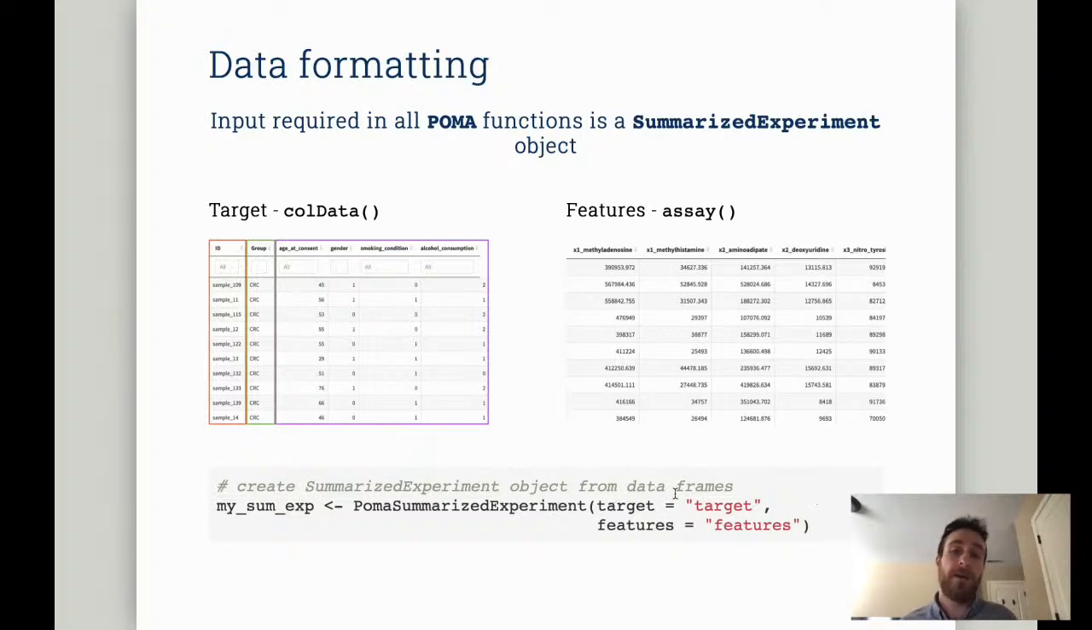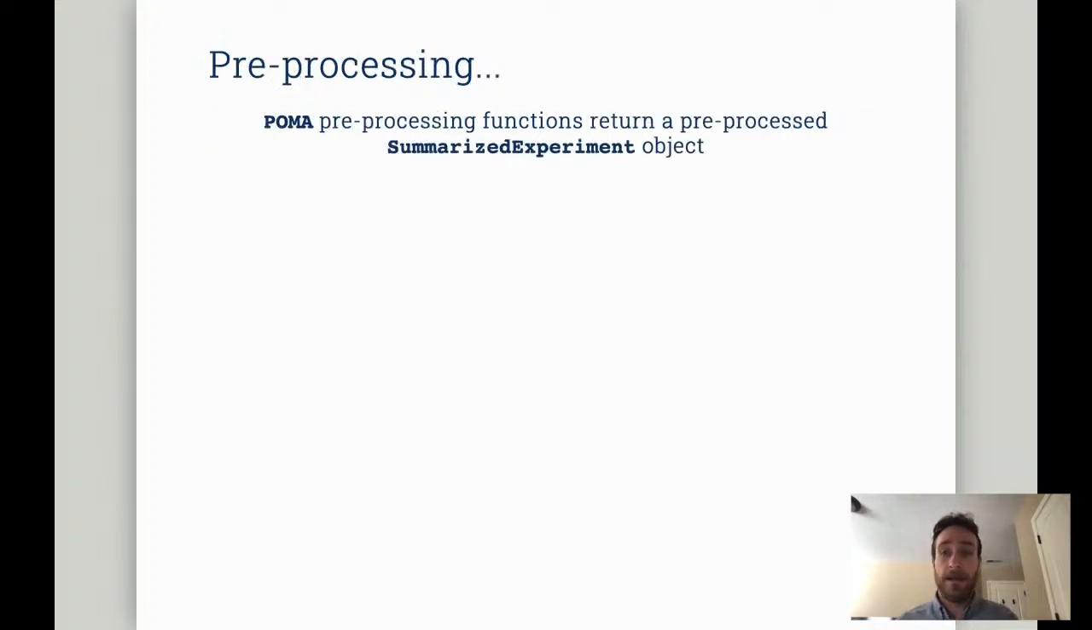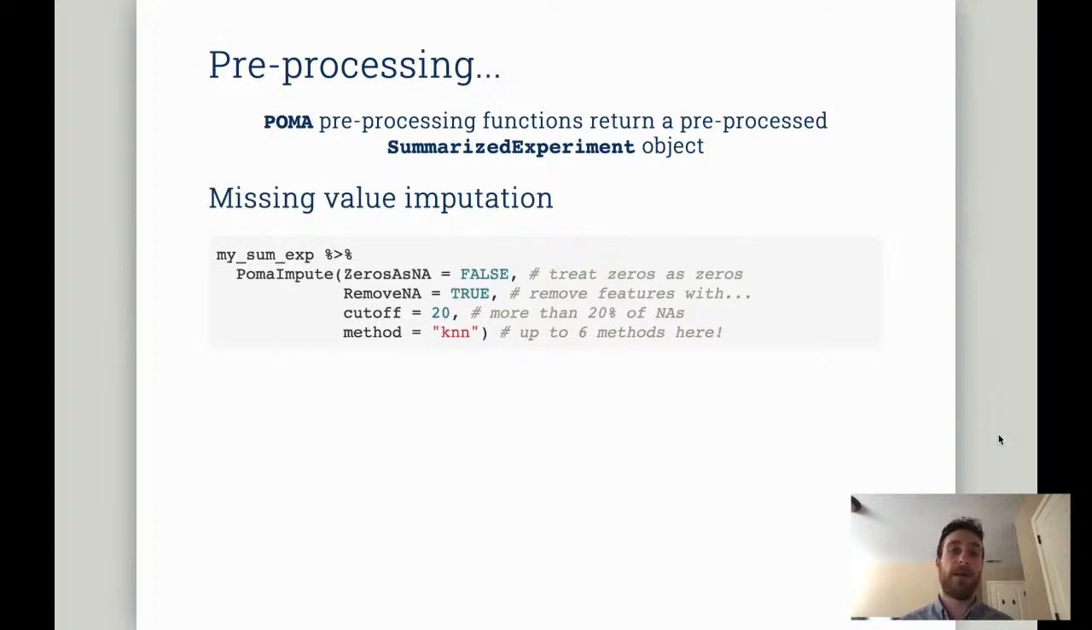So let's create this summarized experiment named my summarized experiment and start the analysis. First of all, when we have this summarized experiment, we need to pre-process our data before the statistical analysis. What's first? First, we have to deal with our missing values. This is super common in omics, but probably more in metabolomics, proteomics. So often we have a lot of missing values, so we have to deal with that first.